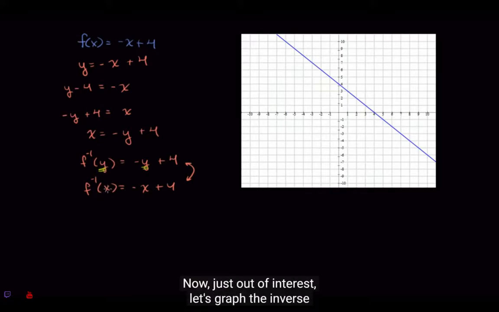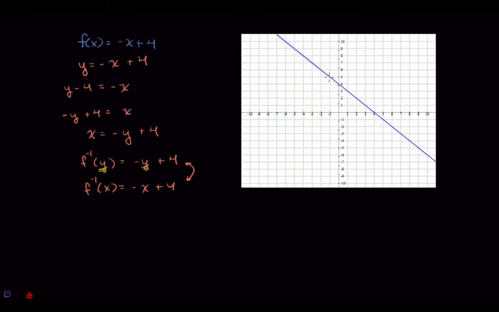Now, just out of interest, let's graph the inverse function and see how it might relate to this one right over here. If you look at it, it actually looks fairly identical. It's negative x plus 4. It's the exact same function. So let's see. If we have the y-intercept is 4, it's going to be the exact same thing. The function is its own inverse. So if we were to graph it, we would put it right on top of this.